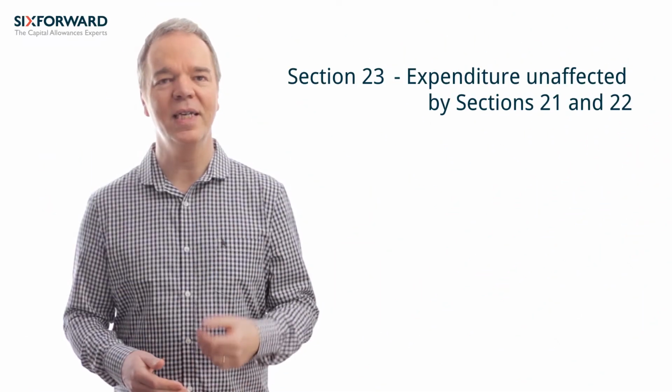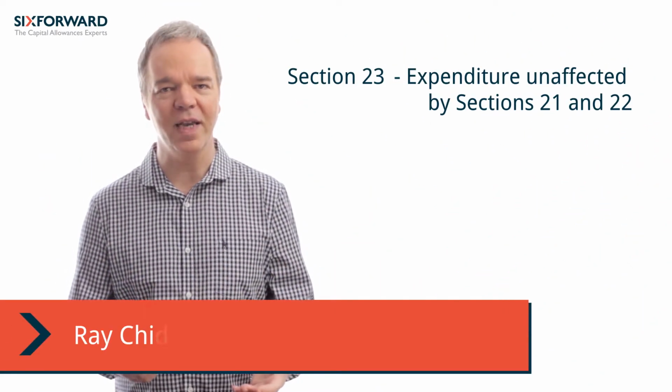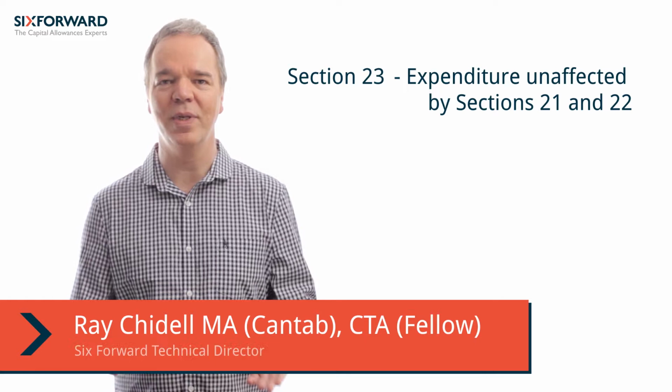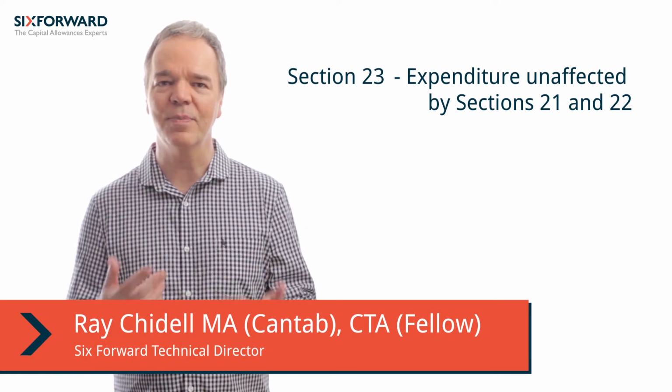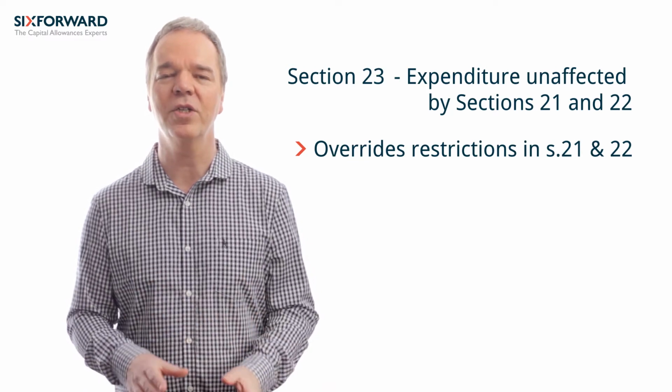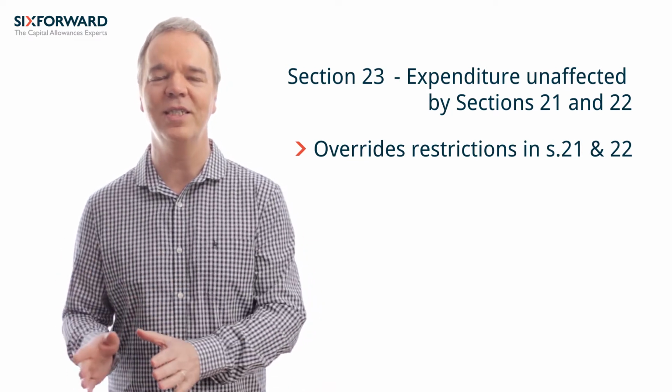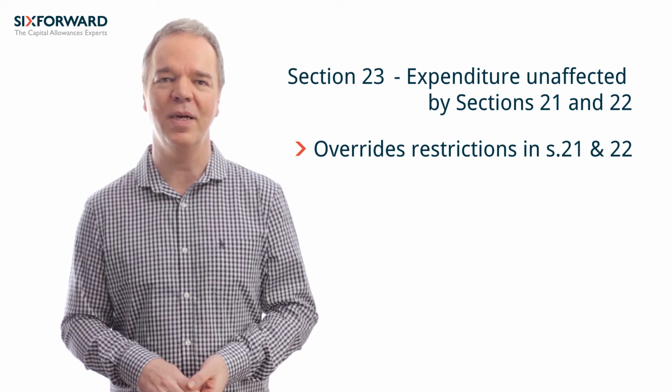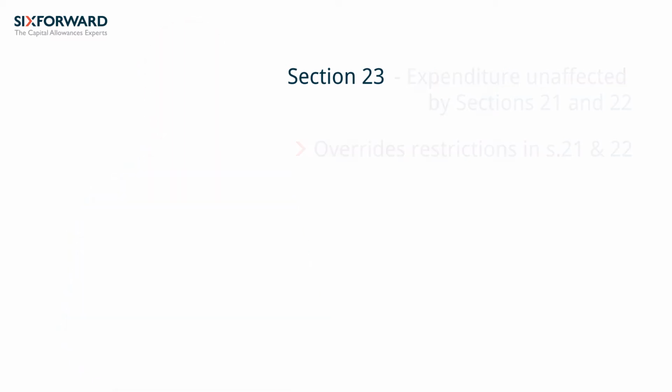Section 23 is headed Expenditure Unaffected by Sections 21 and 22. So for certain specified types of expenditure, it overrides all of the restrictions in Sections 21 and 22 that we were looking at in the past 2 weeks. Section 23 can usefully be divided into two.